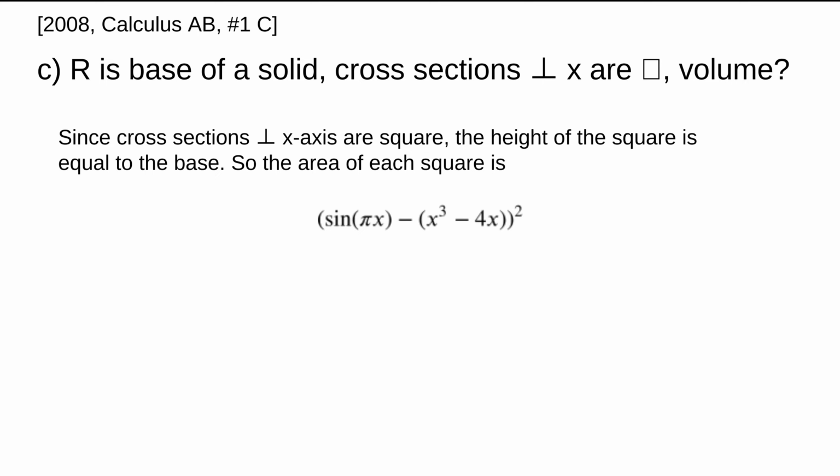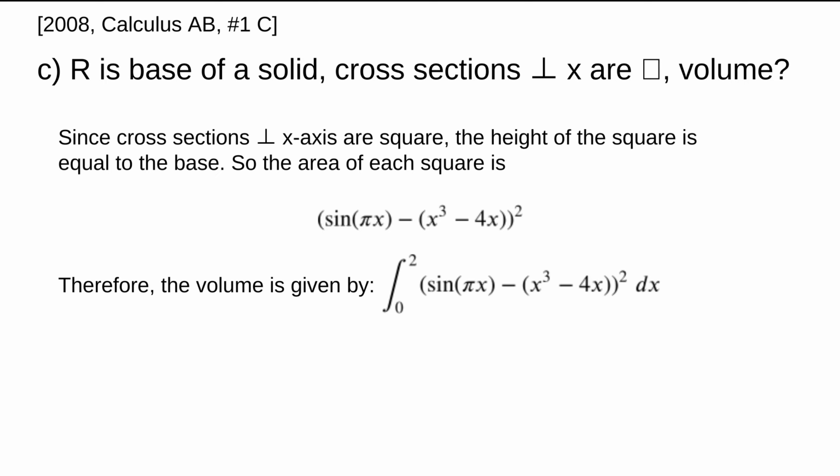So the area of the square at any one of these cross sections is just the length, sine of pi x minus x cubed minus 4x, squared. So if I want the volume of that solid, I'm just going to integrate my area function, sine of pi x minus the group x cubed minus 4x squared, from 0 to 2.